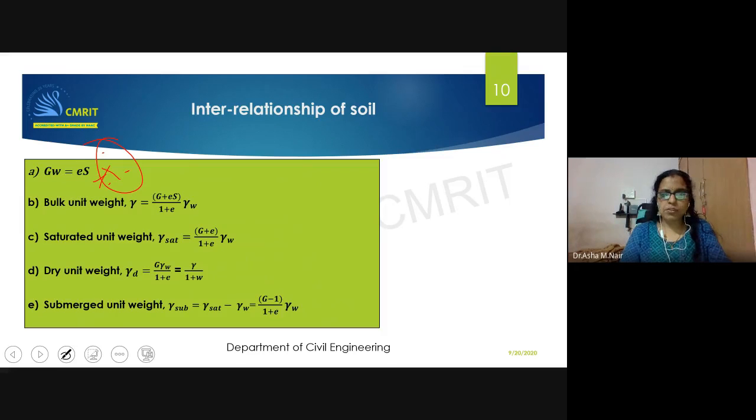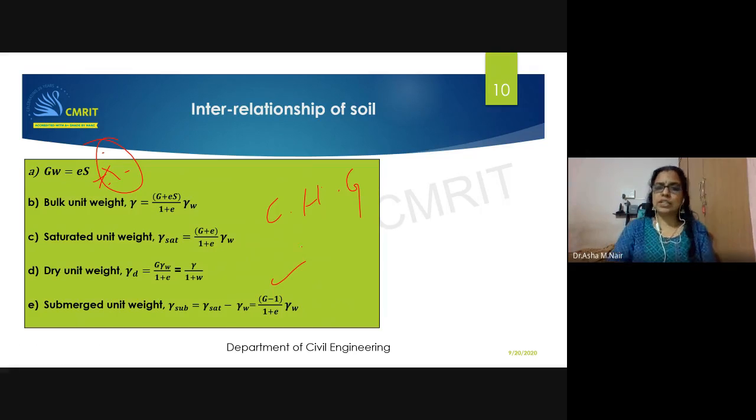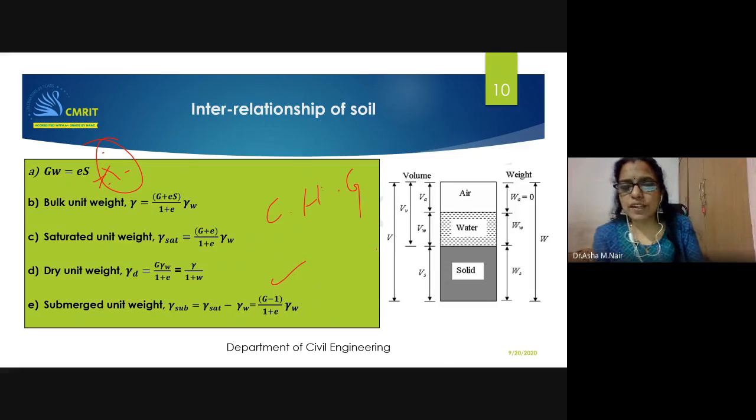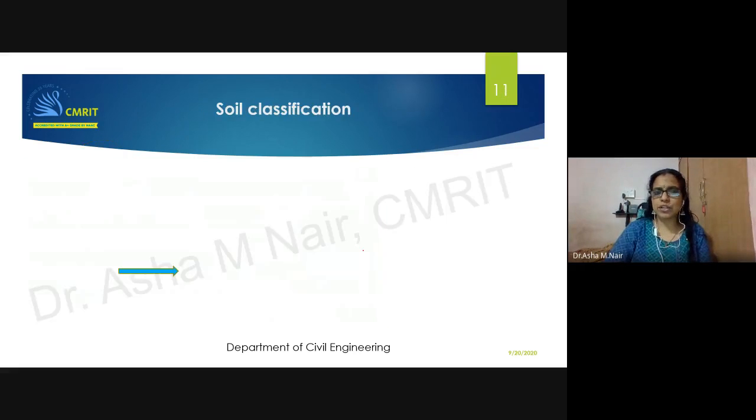And then dry unit weight, which is nothing but gamma by 1 plus w. And similarly, submerged unit weight, which is nothing but gamma sat minus gamma w. So it is equal to G minus 1 by 1 plus e. Please note, this is the expression from which we have got the expression for critical hydraulic gradient. Okay. And also the phase diagram is also very, very important.